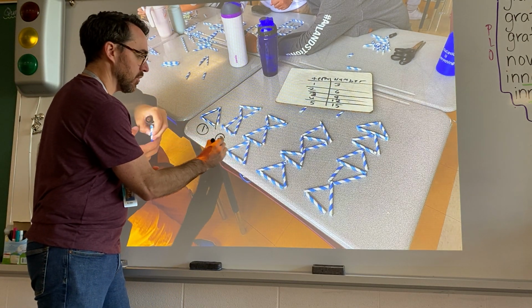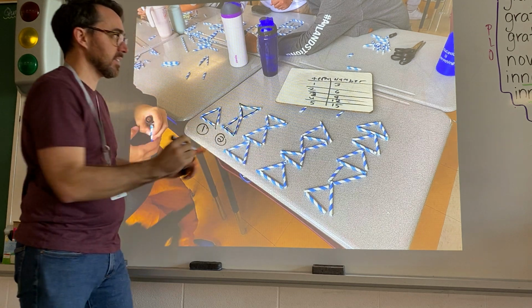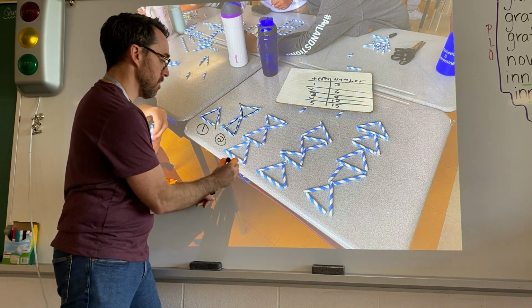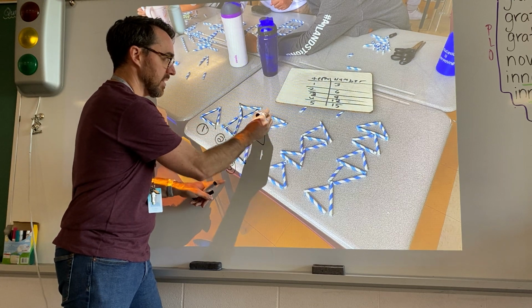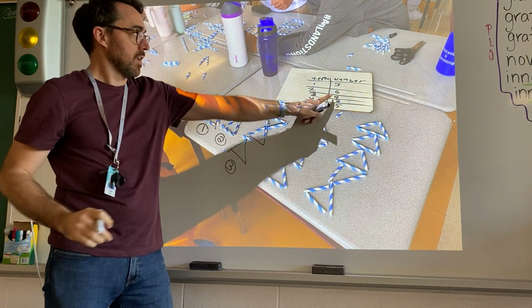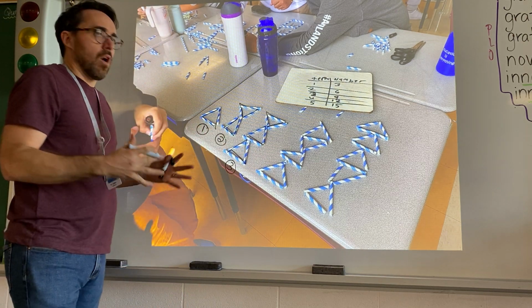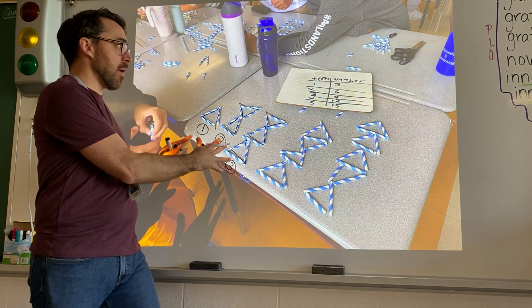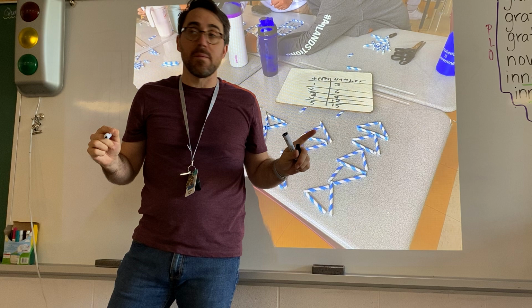Here's my second term. I have 1, 2, 3, 4, 5, 6. I have 6 straws. Third term, I have 1, 2, 3, 4, 5, 6, 7, 8, 9. So my pattern is growing. What's it growing by? I can see it, and when I put it on a patterning table, I can see it really easily. What's it growing by?